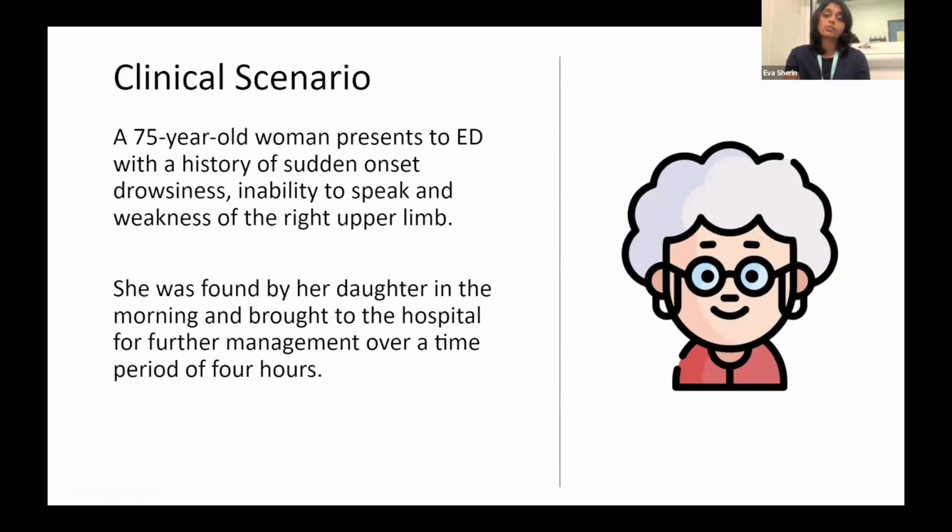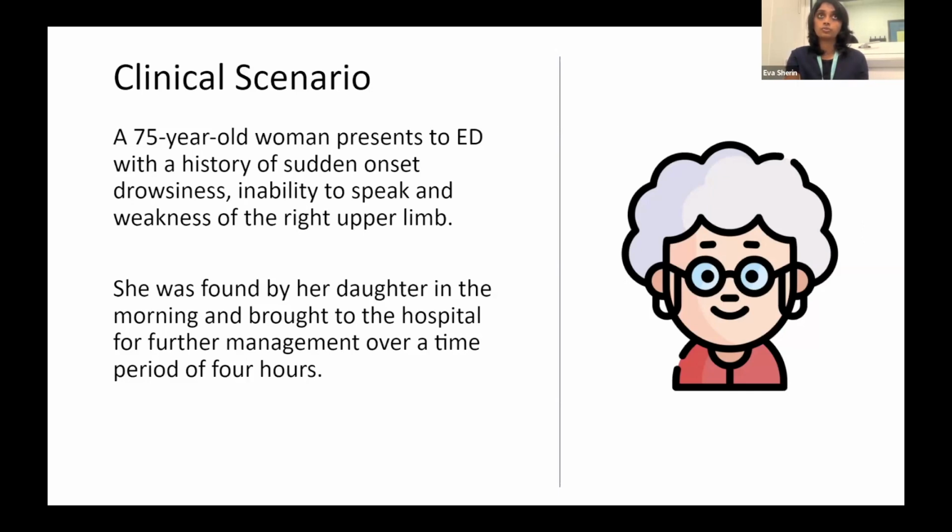Given that it was a sudden onset and there is drowsiness and inability to speak, yes, there are differentials you can think of. You can even think of electrolyte imbalance, glucose-related causes, or even heart-related causes. There are so many things you could think of, but given the weakness of the right upper limb, we would always think of the brain as well.